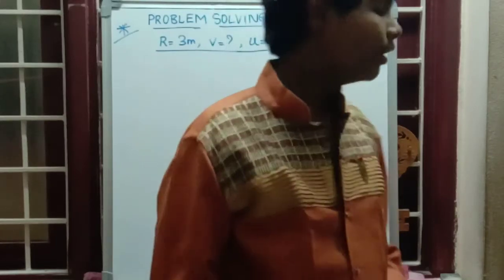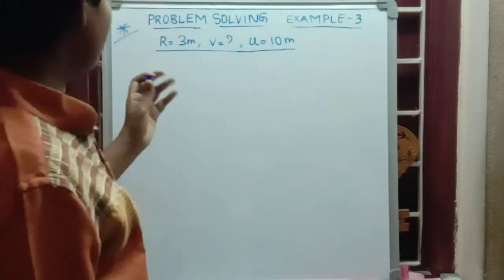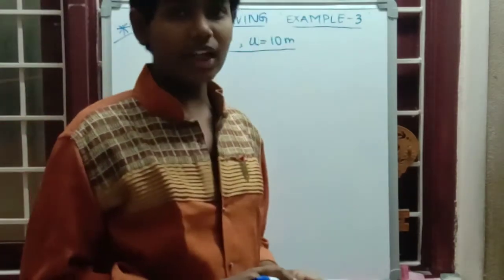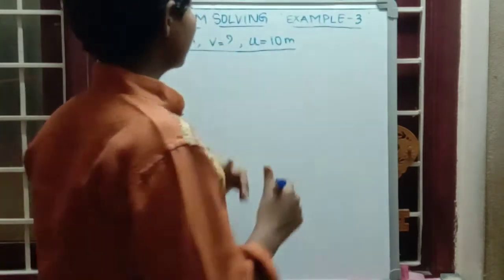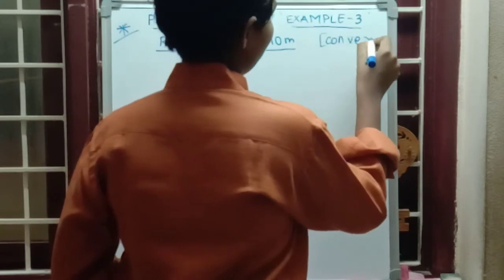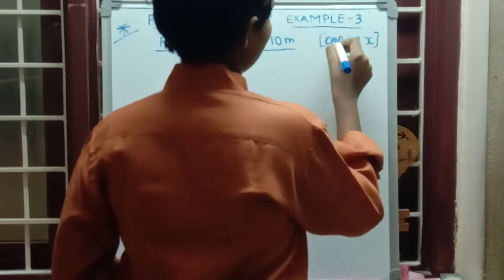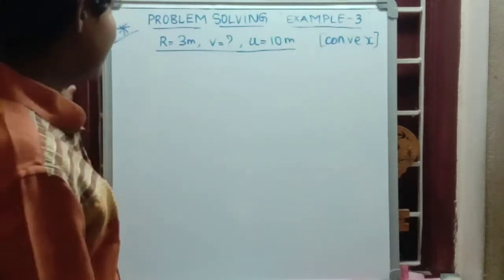Hello everybody. Now we are discussing example 3, that means problem solving in the mirror formula. Two examples are completed. This is of convex mirror type. Convex mirror example number 3 we are discussing now.